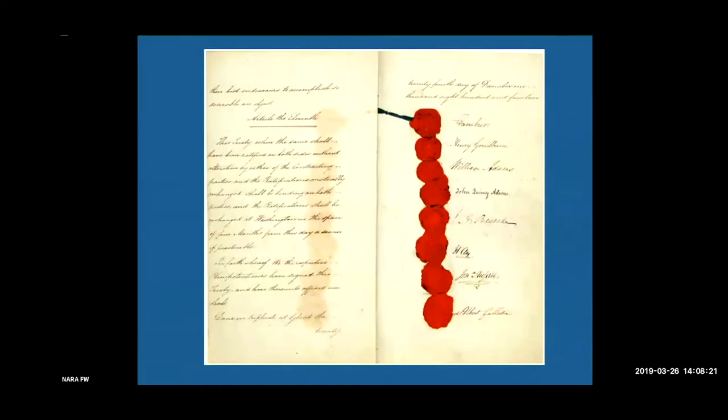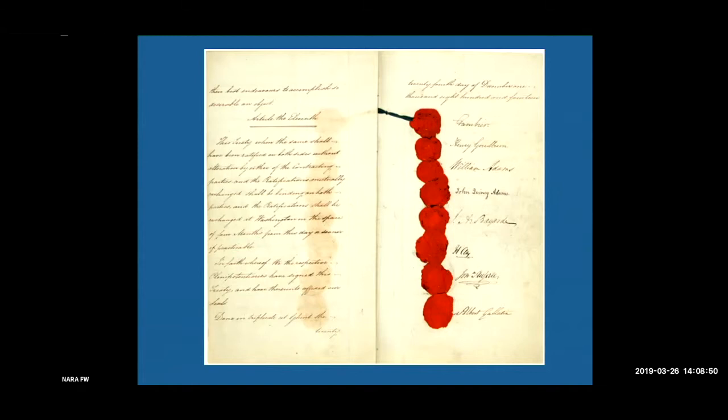So another power of the president can be seen through this document here. This is a signatory page for a treaty with another country. You can see the red wax seals there that were next to the names of the individuals that helped negotiate this treaty. The Americans listed here were John Quincy Adams and Henry Clay.